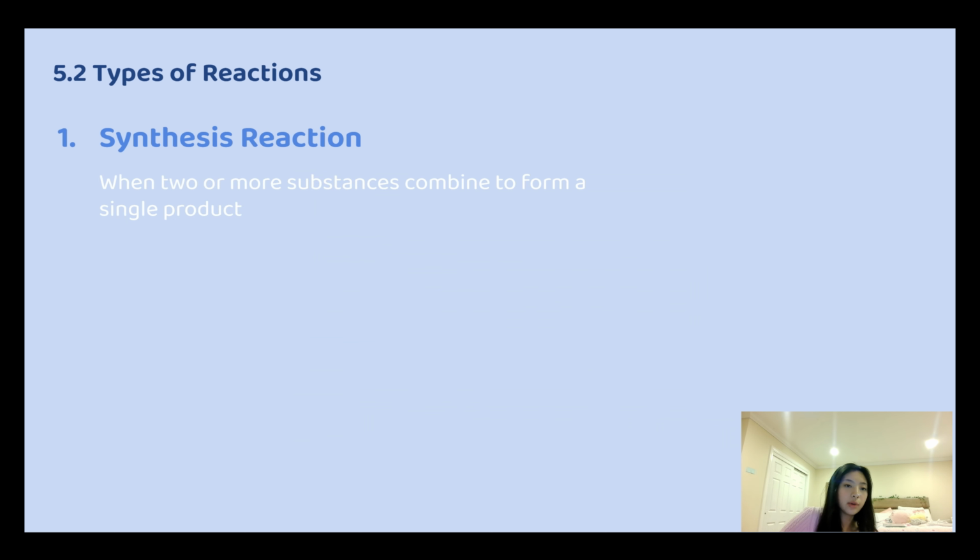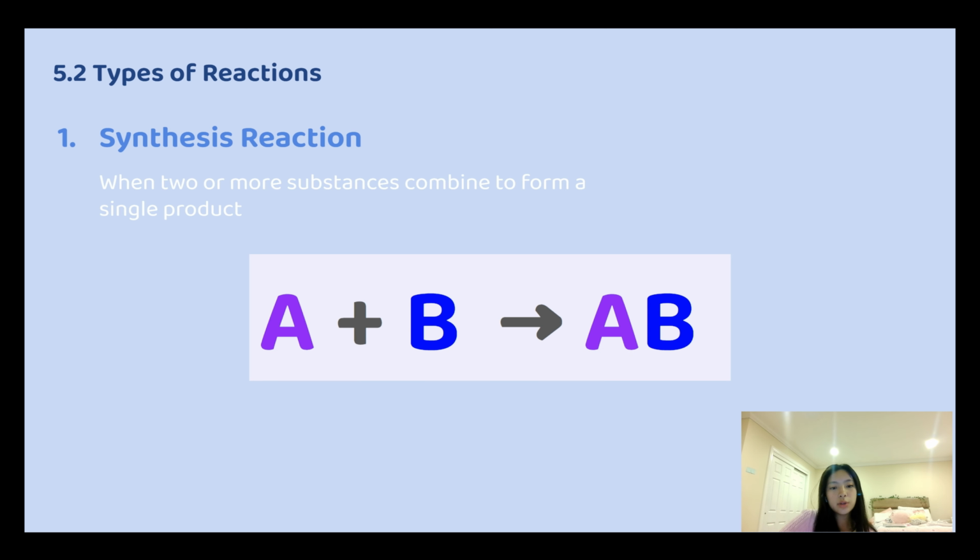Okay, so now we're going to be going over types of reactions. So our first reaction is the synthesis reaction, which is where 2 or more substances combine to form a single product. So you can tell something is a synthesis reaction if you start off with 2 or more substances and it forms only one product. So here's the model equation. It's A plus B equals AB. So notice how there's 2 elements and it forms one product.